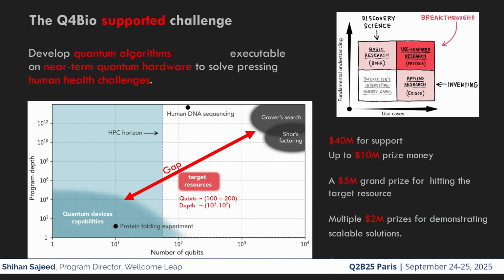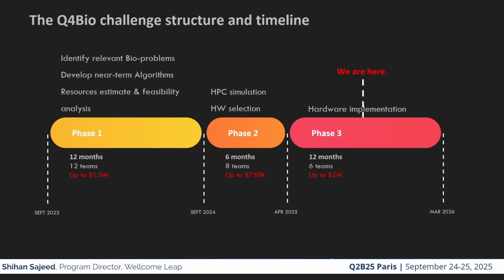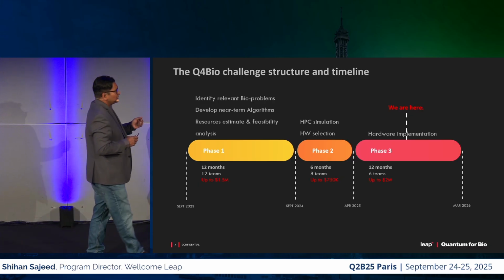Good. So I tried to explain what the Q4Bio challenge program is. This is a 30-month challenge program. We started in September 2023. We are going to end in March 2026. We divided these 30 months into 3 phases. Phase 1 is 12 months.